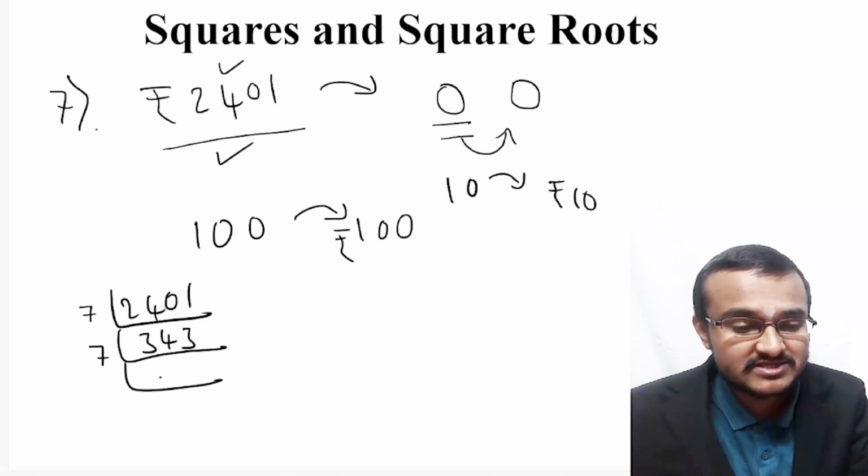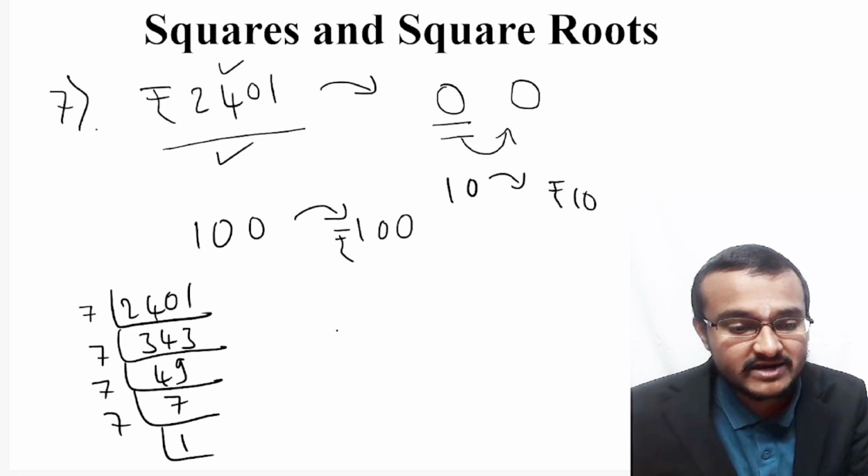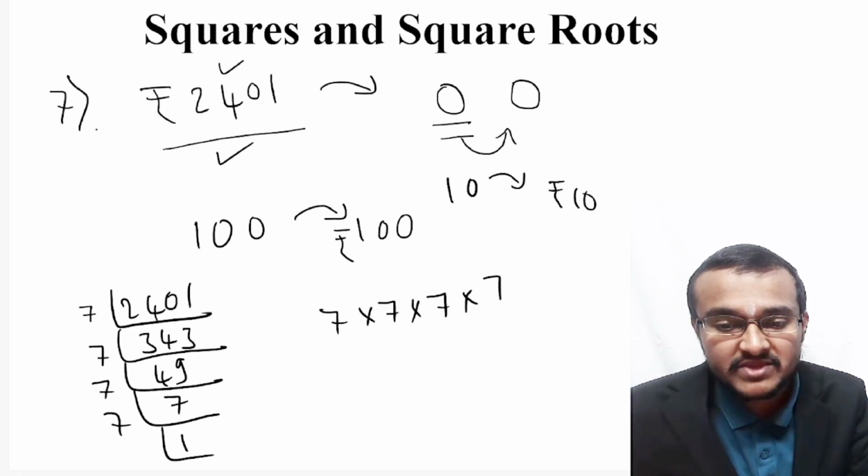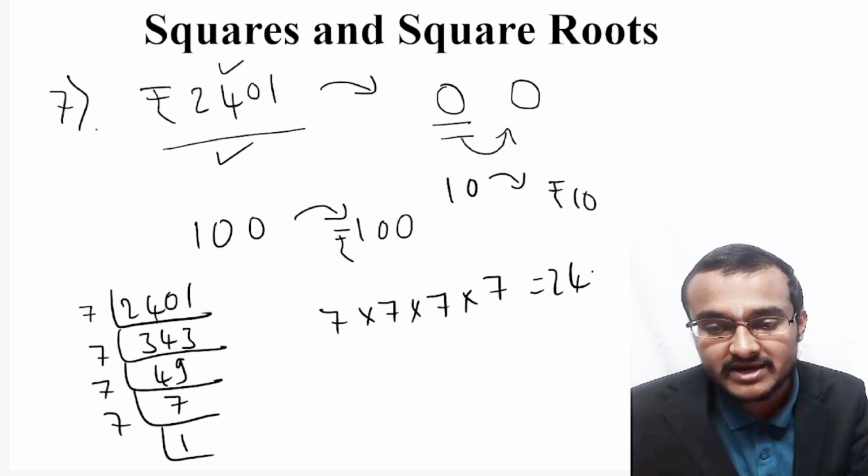So again let us do with 7. It will be 49. Again you do with 7, you will get 7. Again you do with 7, you will get 1. So 7 into 7 into 7 into 7 will be equal to 2401.